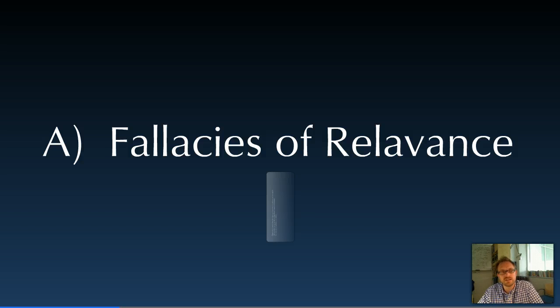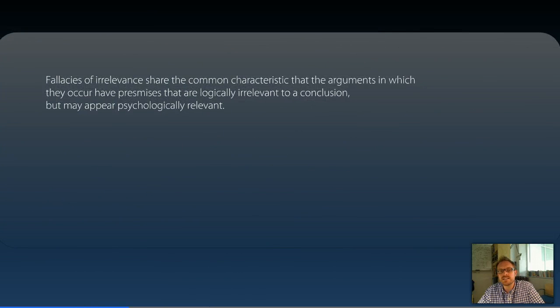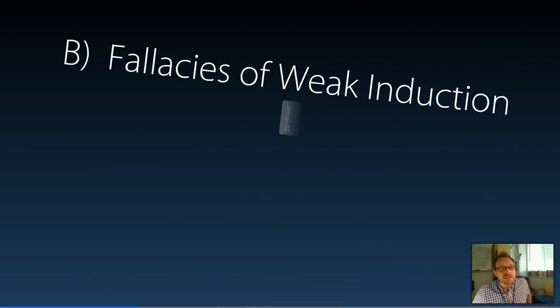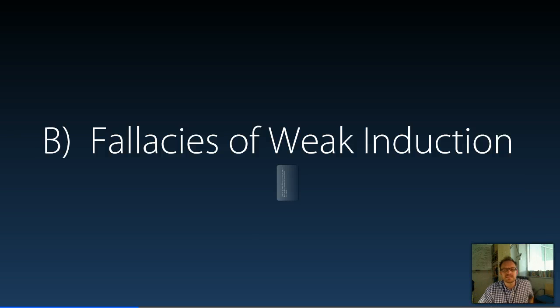The first here are the fallacies of relevance. The fallacies of relevance, or here of irrelevance, share the common characteristic that the arguments in which they occur have premises that are logically irrelevant to a conclusion, but may appear psychologically relevant. So the way in which the fallacies of relevance misdirect our attention is that the conclusion and the evidence or premises are not linked logically, but they're linked psychologically in some way. So these are the sorts of fallacies that are psychologically appealing, but don't really make sense. We'll see those in a minute.